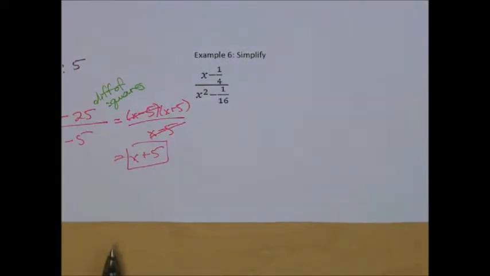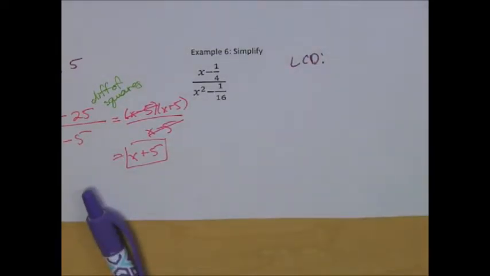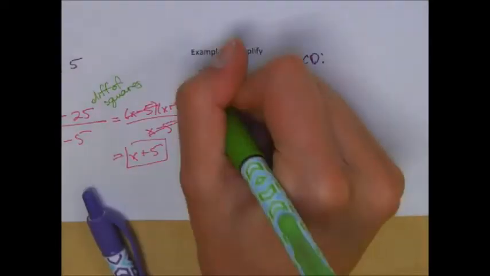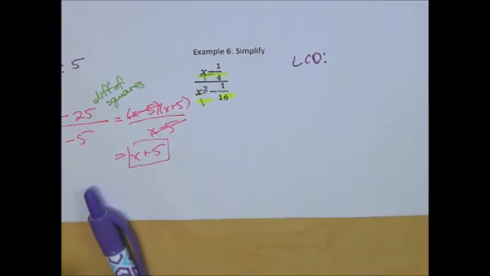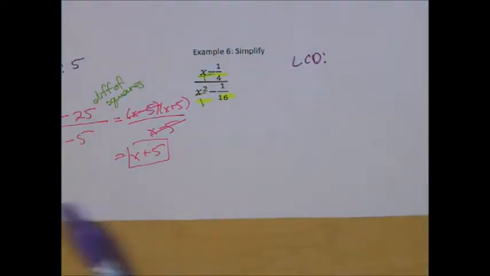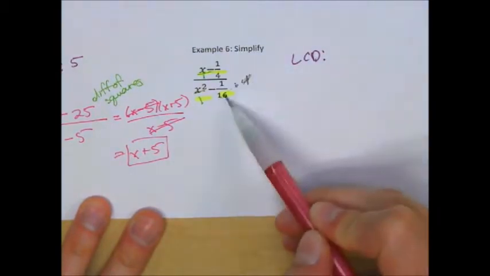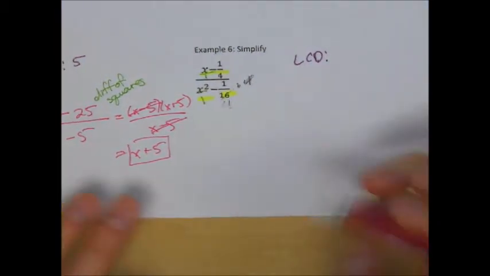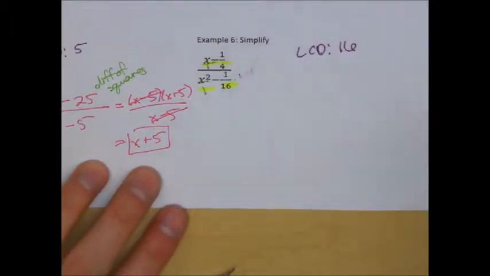Now that you've had time to try number 6, least common denominator. These are over 1. If I used 4, if I times this by 4, would this whole denominator cross out? No, I'd be left with a 4 here. So we need to go bigger than 4. So our least common denominator is going to be 16.